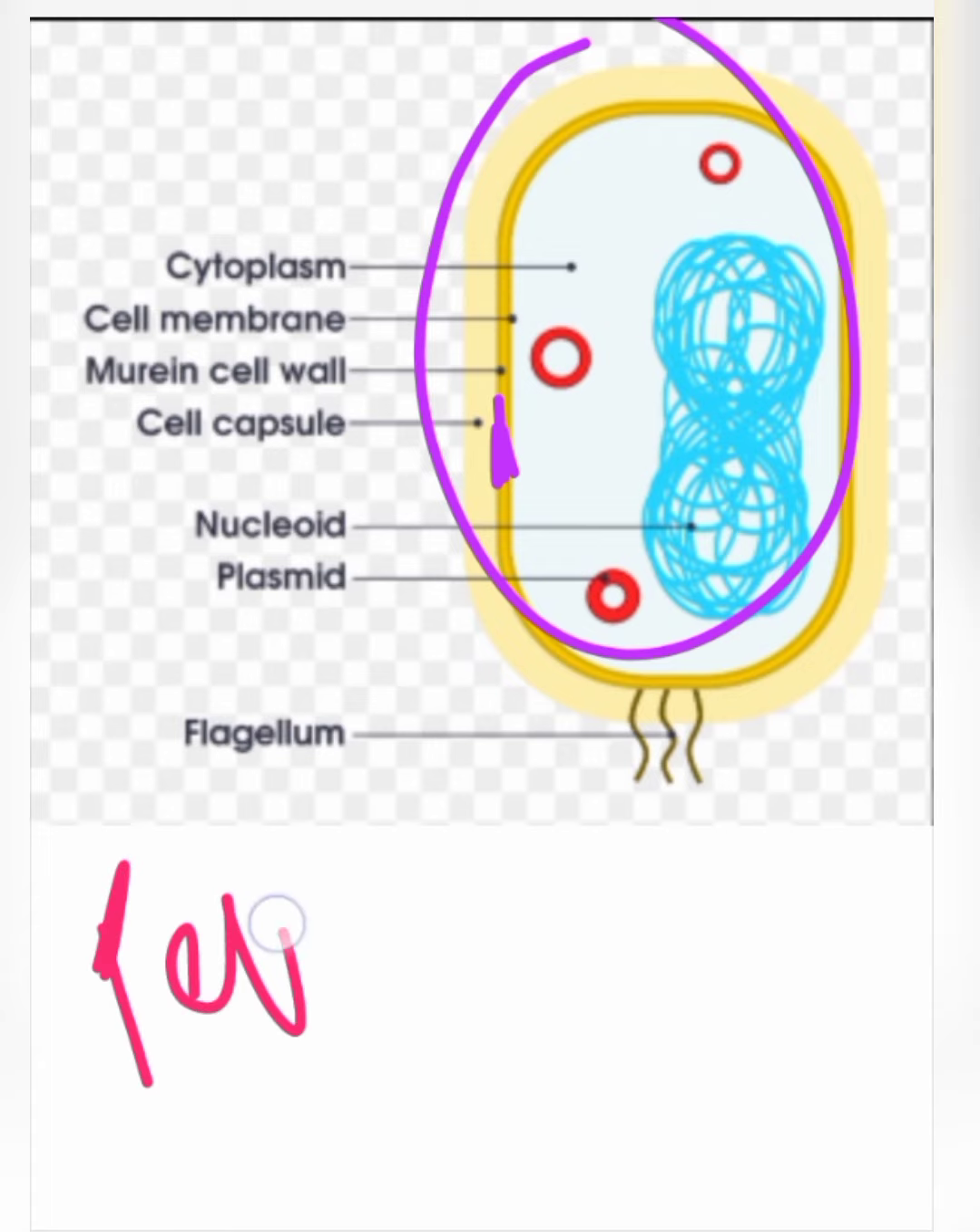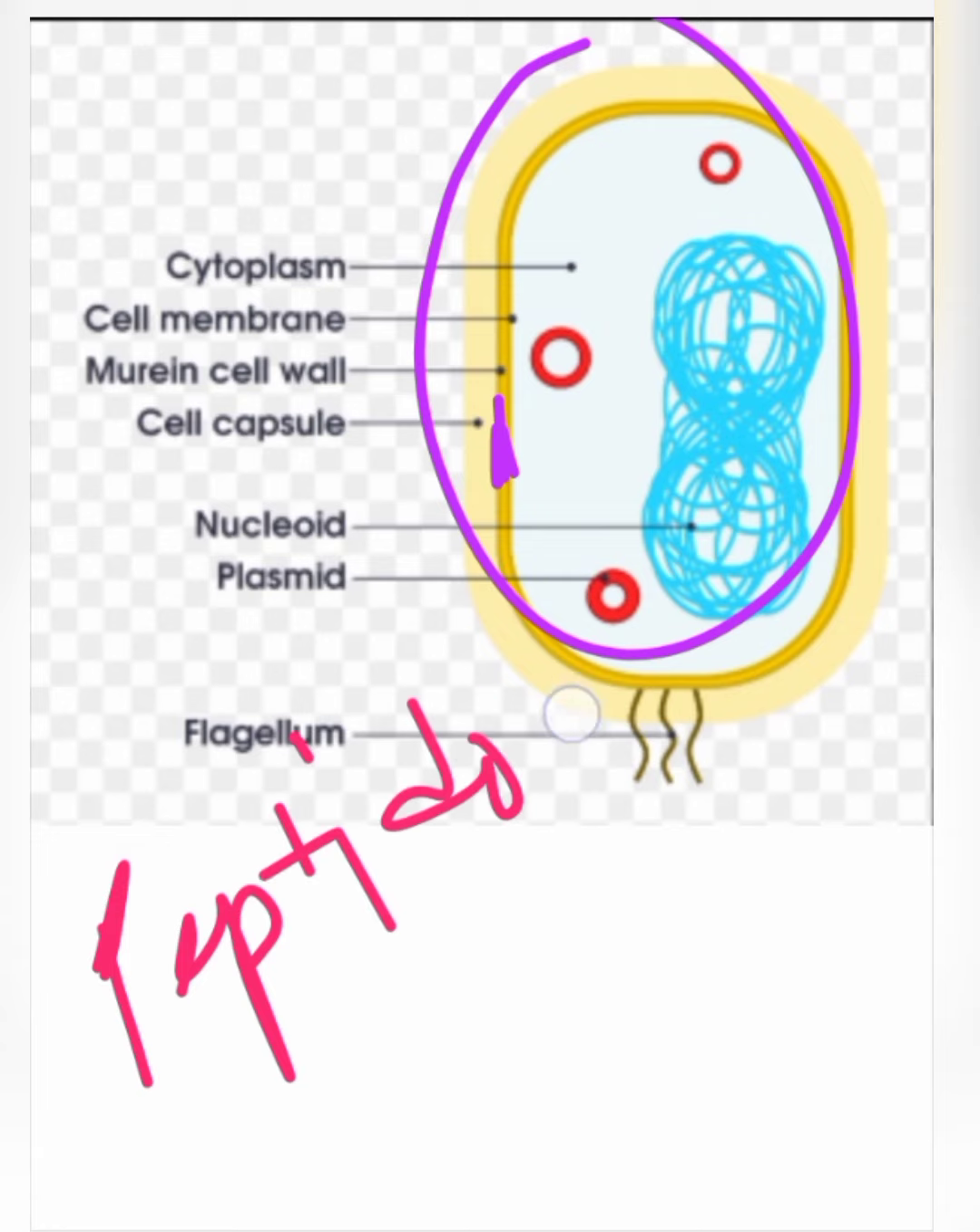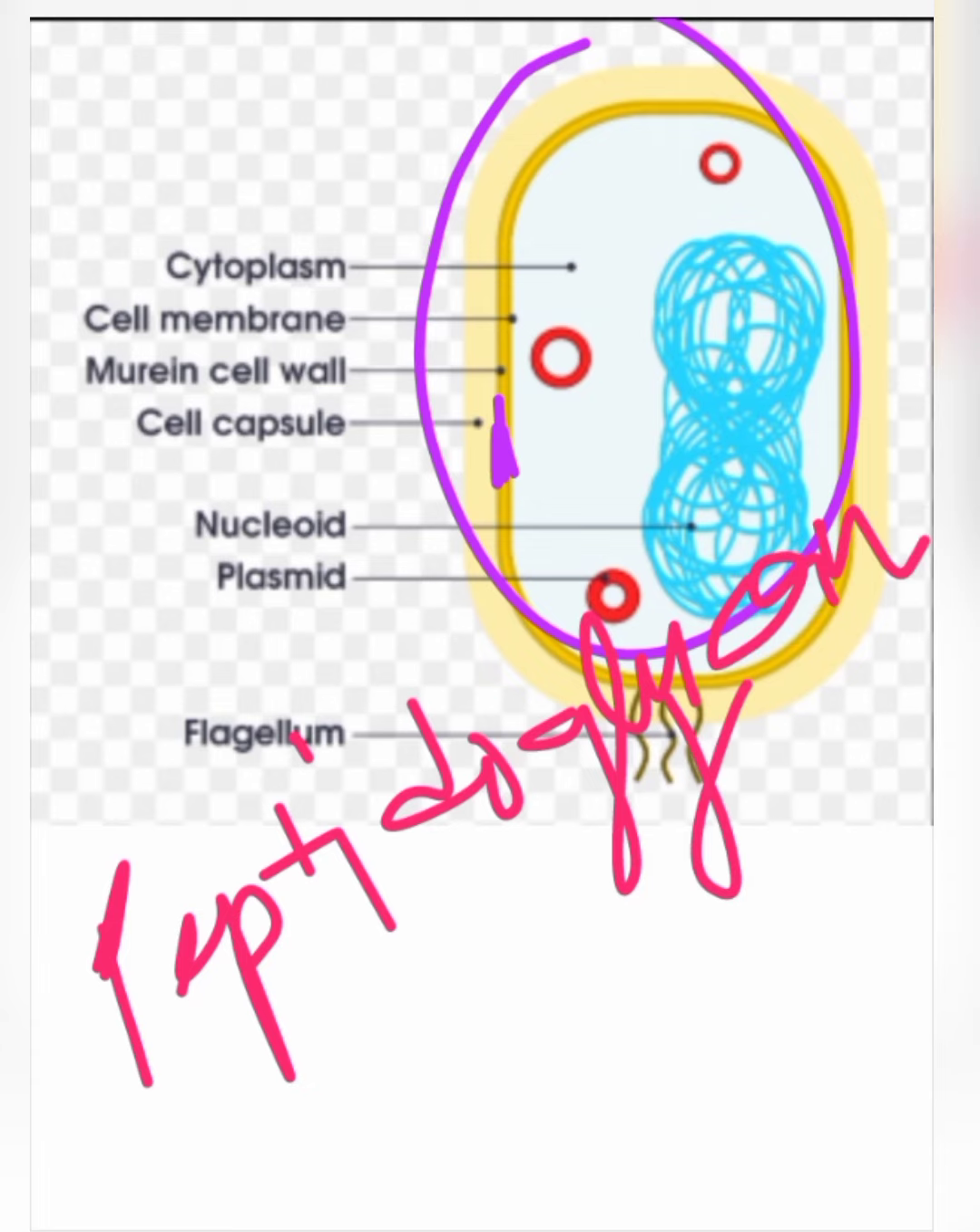Let me write it for you. Peptidoglycan. It is composed of a material called peptidoglycan, also known as murein, which is mentioned here, murein cell wall. Now what is this? This peptidoglycan is actually a macromolecule. They are macromolecules composed of amino acids and amino sugars. These amino sugars are also of two types, mentioned here as NAG and NAM: N-acetyl glucosamine and N-acetyl muramic acid.